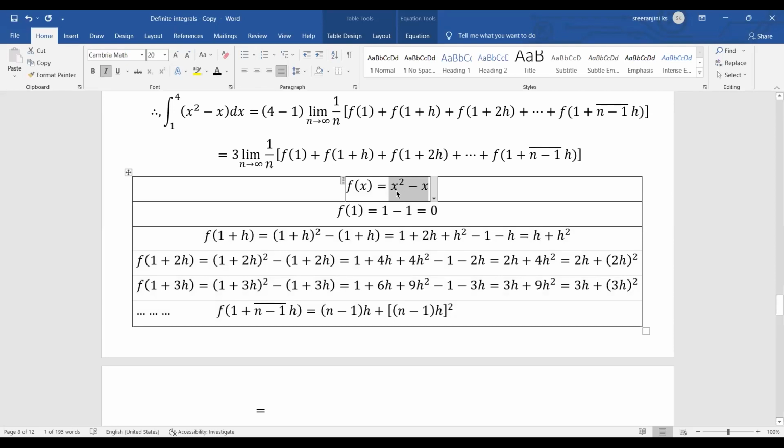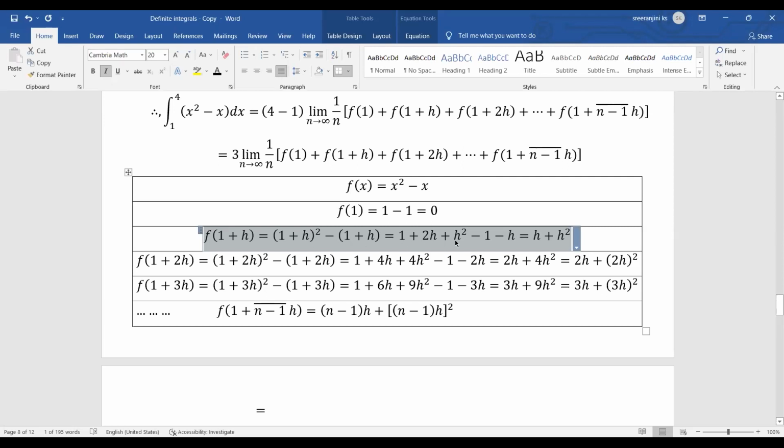So what will be the value? (1 plus h) the whole square minus (1 plus h). Am I right? x should be replaced by 1 plus h. I repeat, f of x is equal to x square minus x, and if you want to find f of 1 plus h, then in the place of x, we have to write 1 plus h. Here it will be (1 plus h) the whole square minus (1 plus h). Expanding this, (1 plus h) square is 1 plus 2h plus h square, minus 1 minus h.